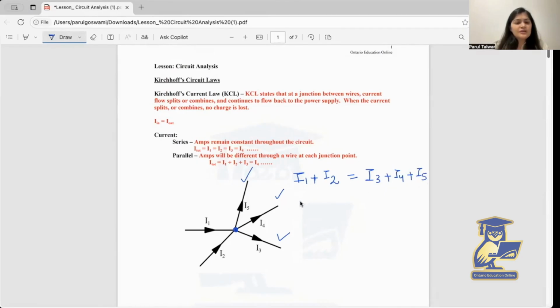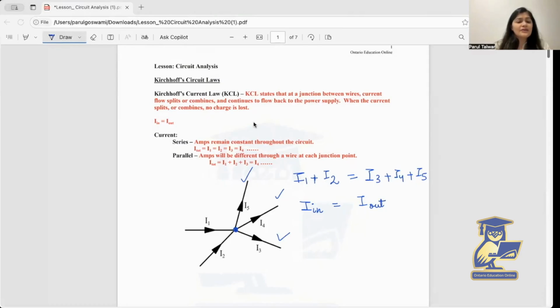Mathematically we can write incoming current equals outgoing current, and then we have to see which currents are incoming and which currents are outgoing. Another thing to keep in mind while solving circuits is that current in a series circuit remains the same throughout the circuit, and in parallel, the current divides or splits up. So we have to keep these three points in mind whenever we are applying KCL.